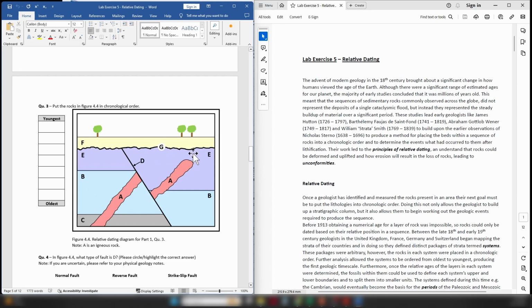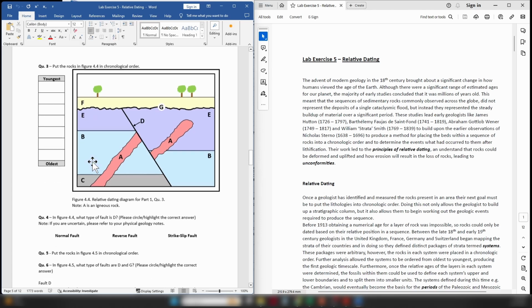We also have the unconformity G, which you'll actually notice cuts fault D. So you'll notice that fault D stops, it terminates at the unconformity. That's going to be important for you to put D and G in the correct sequence. And then finally, we have F over the top of everything.